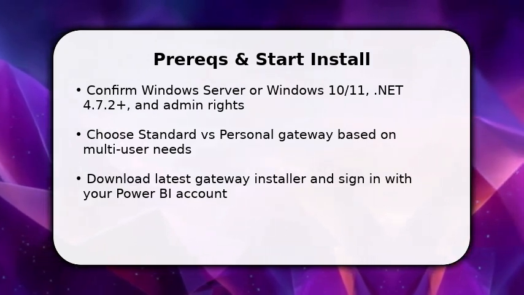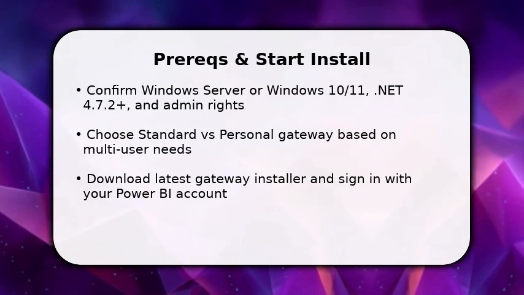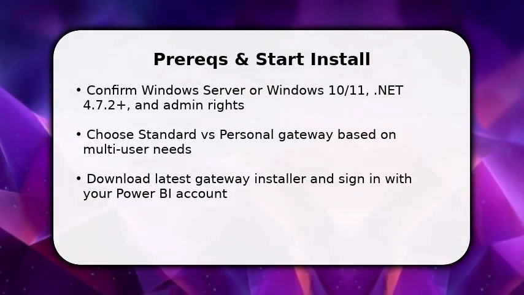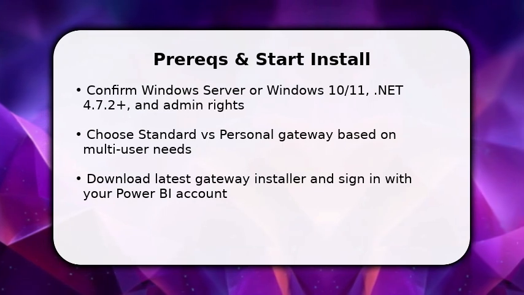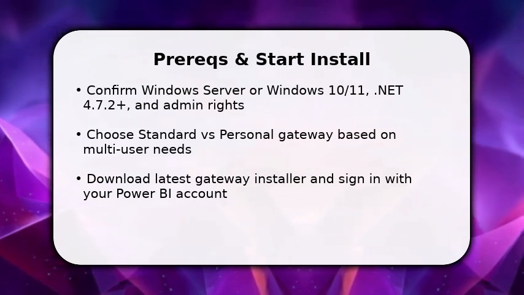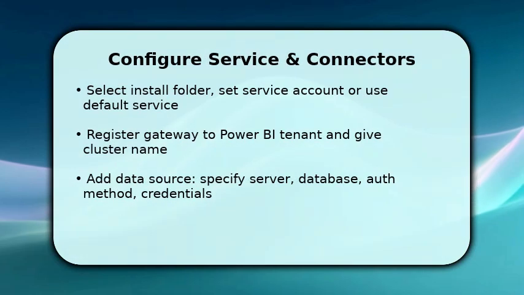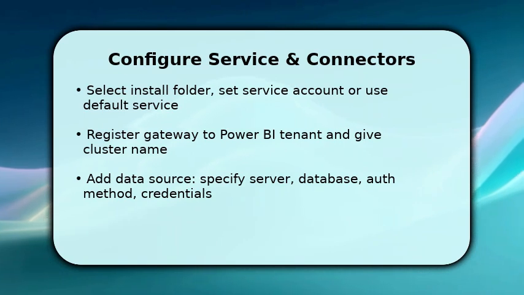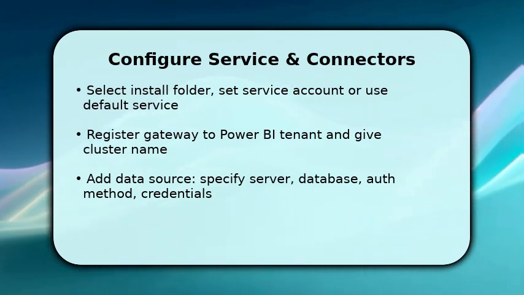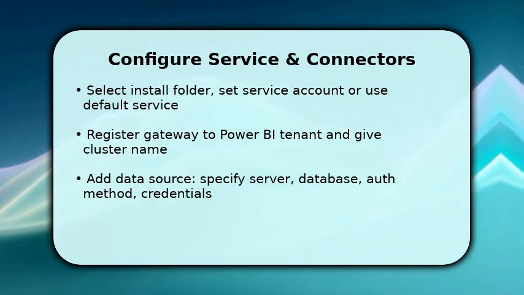Now run the downloaded installer and sign in with your Power BI account. This links the gateway to the tenant. While the installer runs, note the host name and service account option so you can set them in the next steps. Once installed, configure the gateway service. Choose a dedicated domain account if you need Kerberos or broader network access, otherwise use the default.